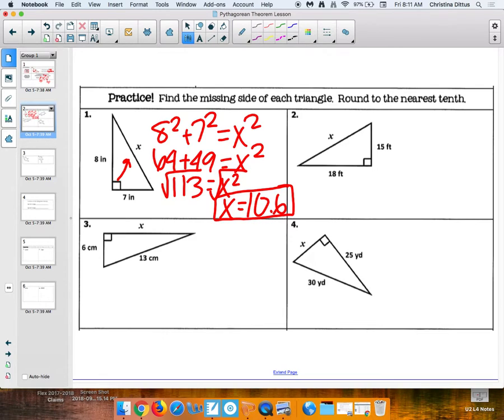No one's saying yes. Wow. My calculator's being stupid. Sorry.